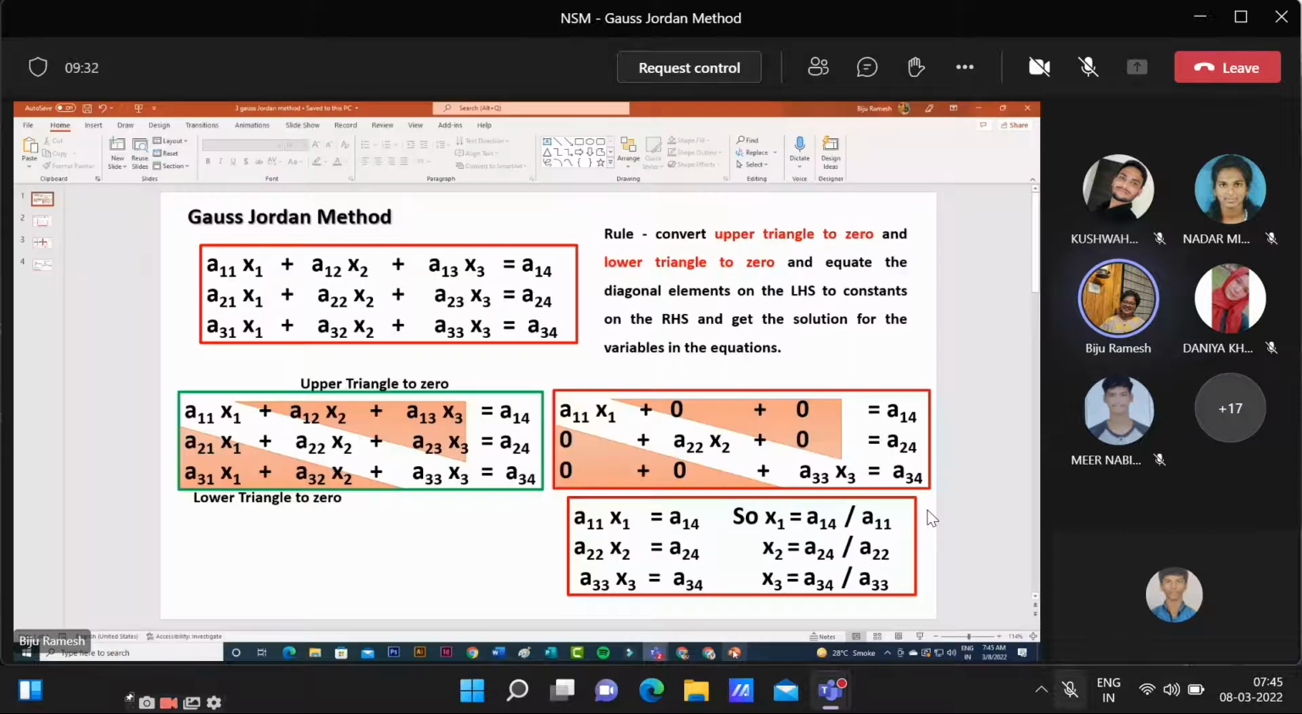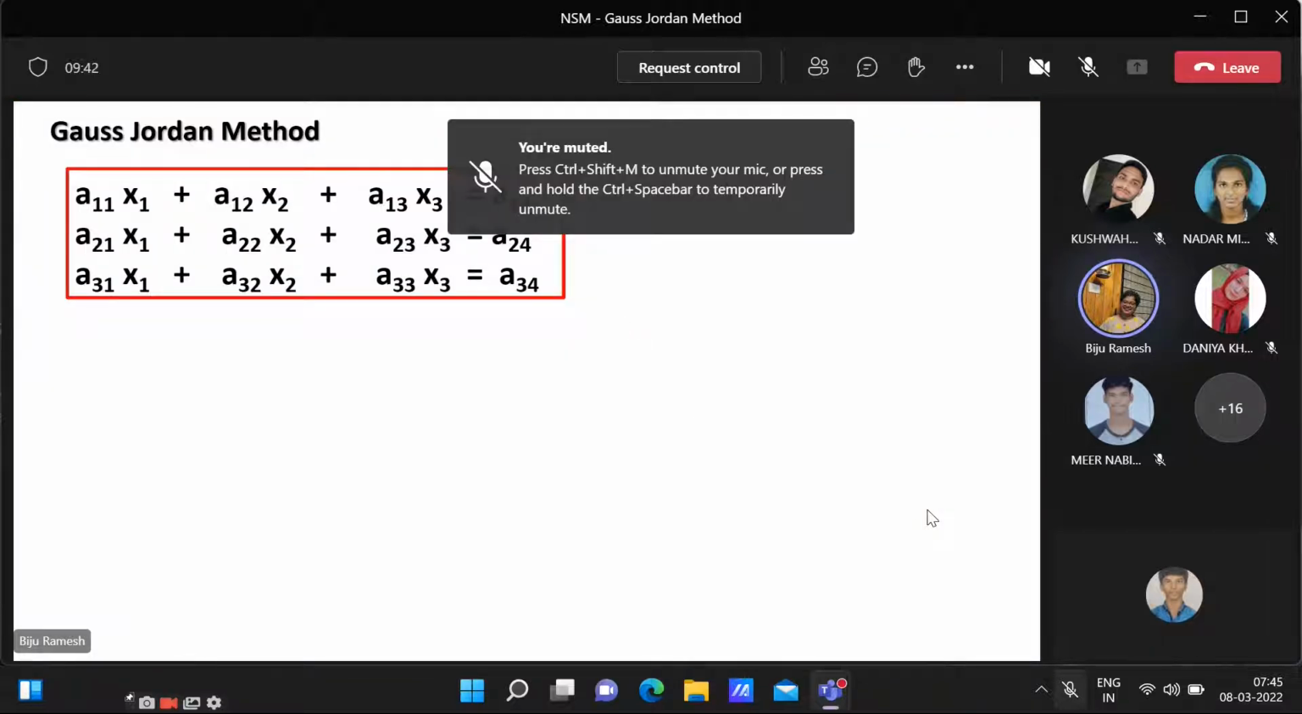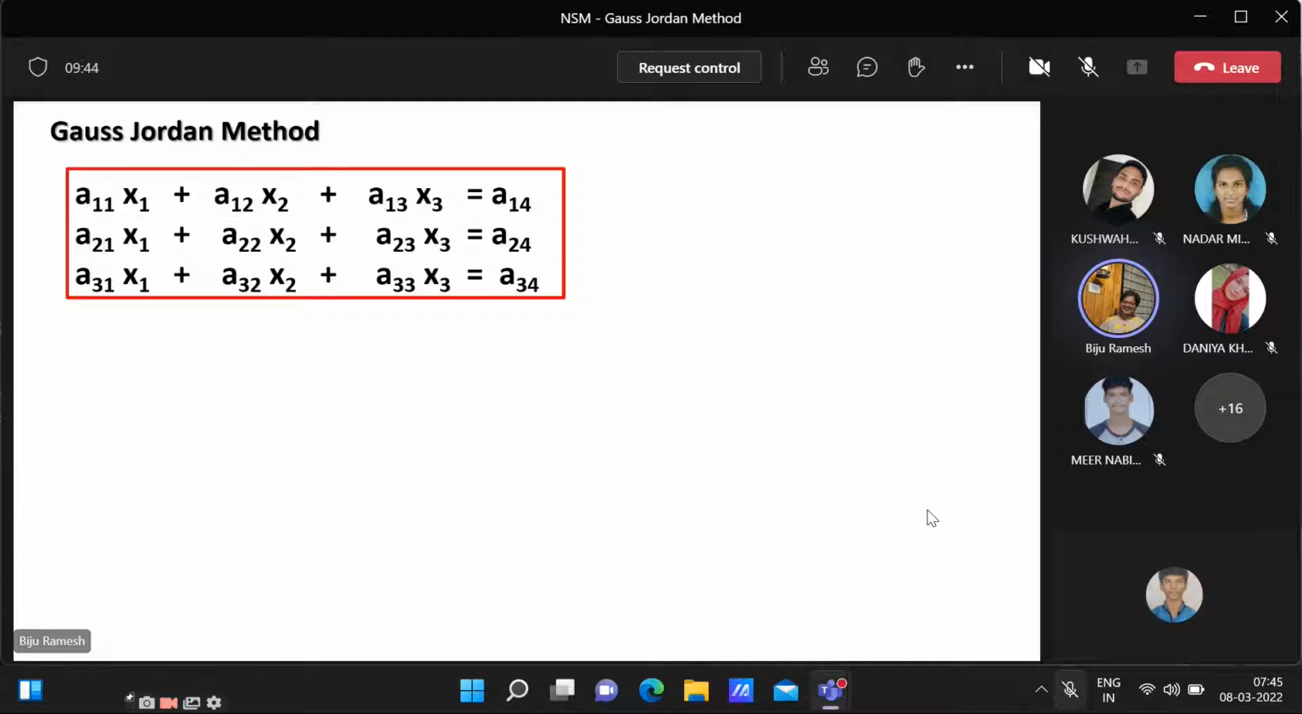Hope you can see my screen. So in Gauss Jordan, you are going to find a solution for the given set of equations. All the Gauss methods that you have studied. We will be coding two methods, Gauss Jordan and Gauss Seidel. Okay, so these are the two methods.